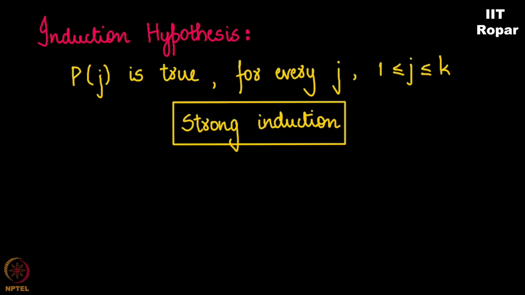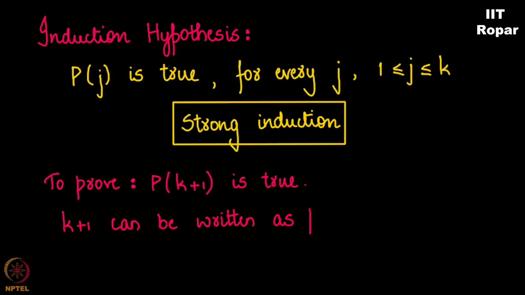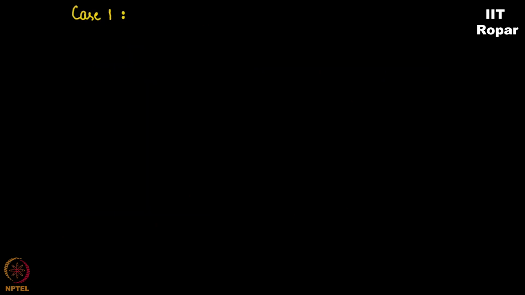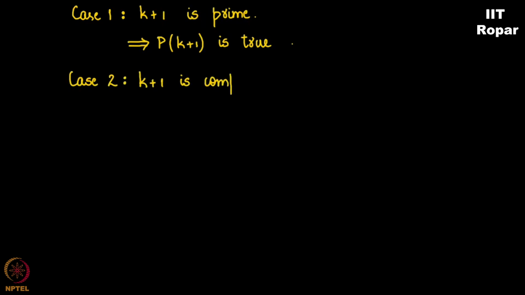Now, assuming that P(n) is true for every number less than or equal to k, I'll move ahead to prove P(k+1). What is P(k+1)? It states that k+1 can be written as a product of primes. There are two cases here. k+1 can be a prime number or a composite number. Let me take the case where k+1 is prime. If it is prime, then we are done. If it is not prime, that is, it is a composite number, then let us see how we can proceed.